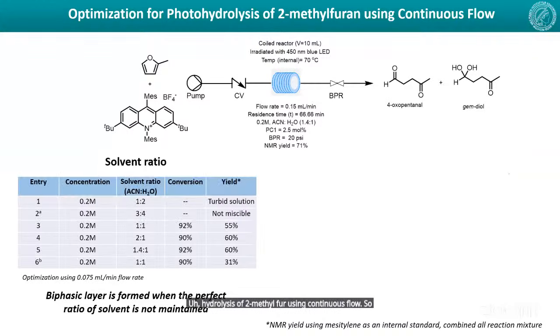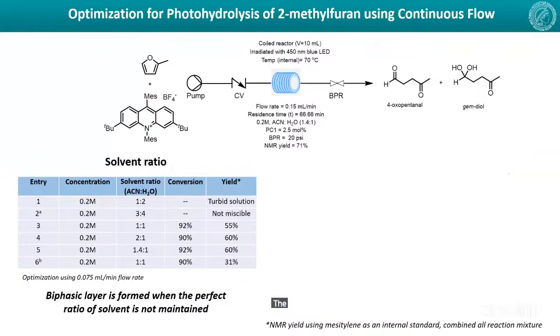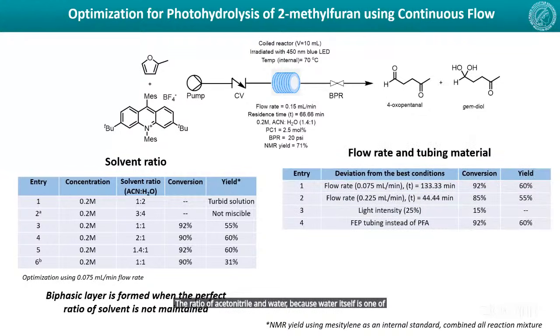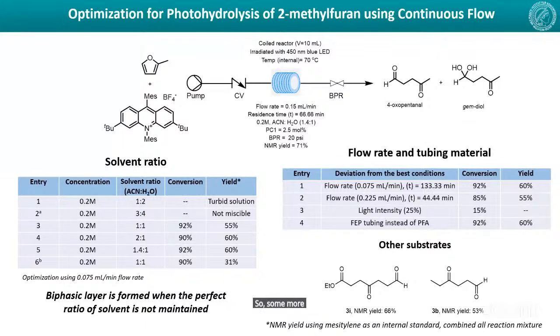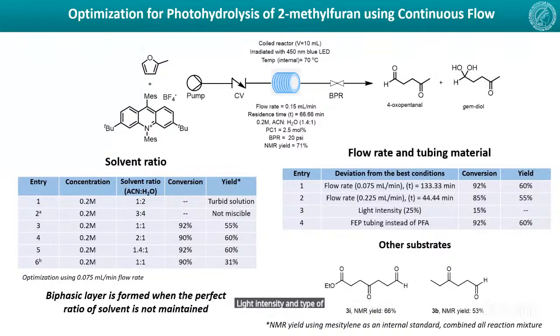So we have performed the solvent studies because this reaction was very sensitive to the ratio of acetonitrile and water, because water itself is one of the reactants in this reaction. So some more conditions we have tried to optimize, such as flow rate, light intensity, and type of tubing material. So instead of PFA tubing, if you use some FEP tubing, what will it give as the outcome?